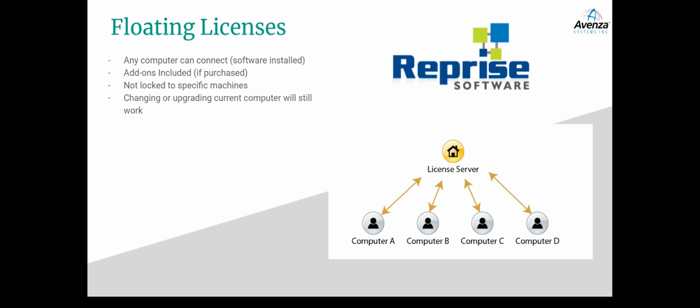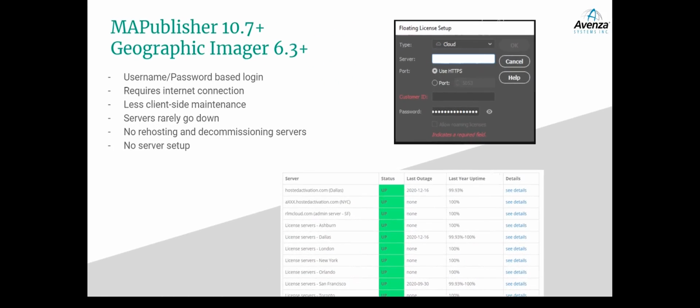Additionally, there isn't a limit to the number of computers that can have the software installed. The limiting factor is just the number of seats available. You could have 100 computers with MAPublisher and Geographic Imager installed, but if you only have 2 seats, then only 2 of those 100 computers can use it simultaneously. Another benefit to the system is that you don't need to dedicate certain computers to using the software, since any computer on the network can technically use it. This option is only available on MAPublisher 10.7 and newer, or Geographic Imager 6.3 and newer.